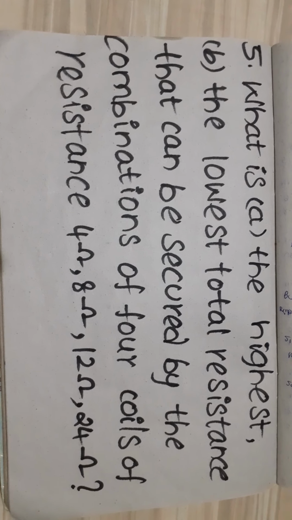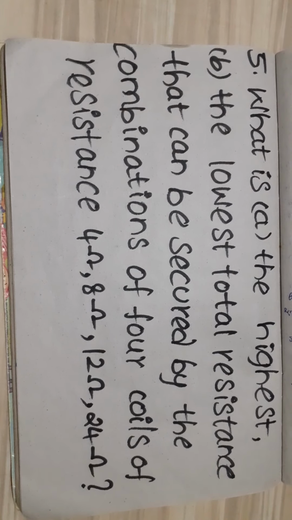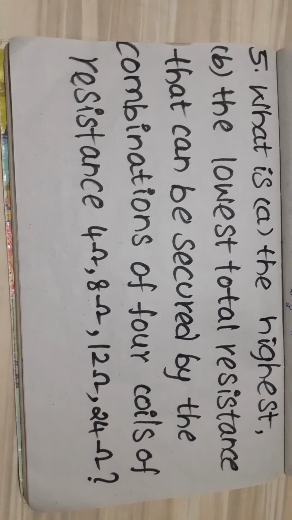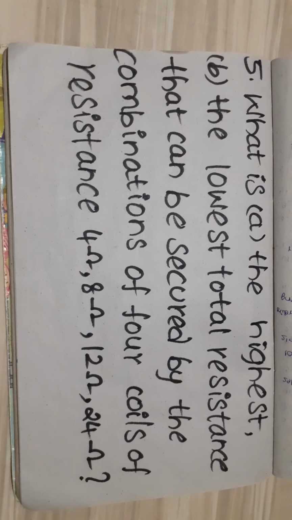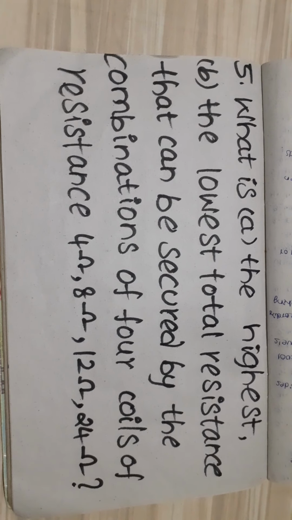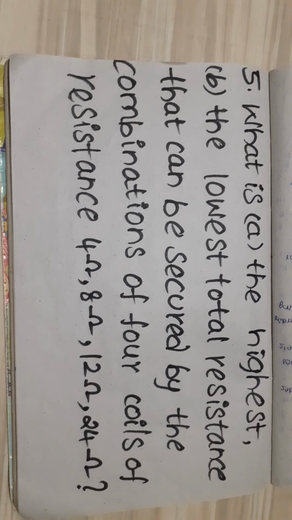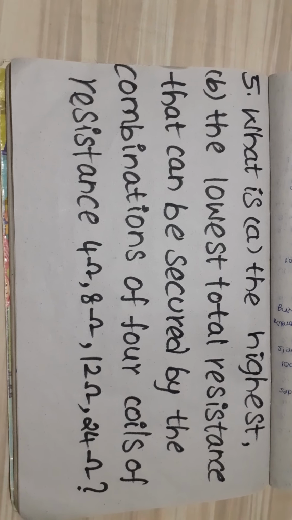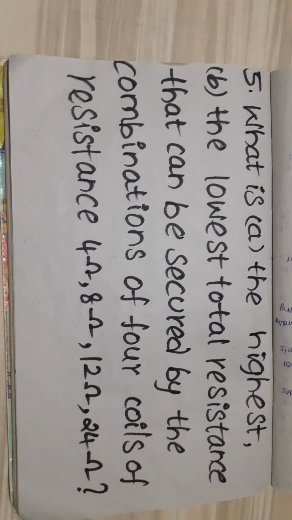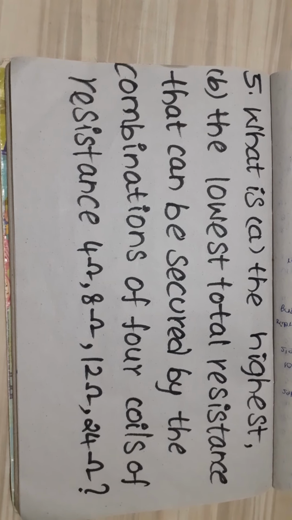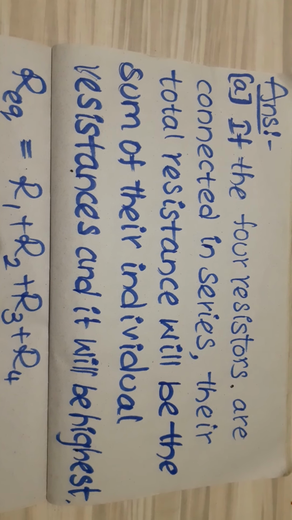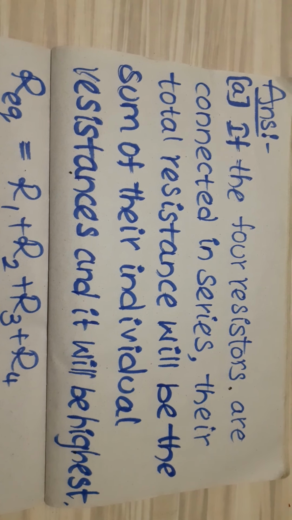Next question: what are A, the highest, and B, the lowest resistance that can be secured by the combinations of 4 coils of resistors 4 ohm, 8 ohm, 12 ohm, 24 ohm? In that question they are asking the highest value of the total equivalent resistance and the lowest value. The highest value can be obtained from the series combination, and the lowest equivalent resistance value is obtained from the parallel combination. So first of all, the answer for A.